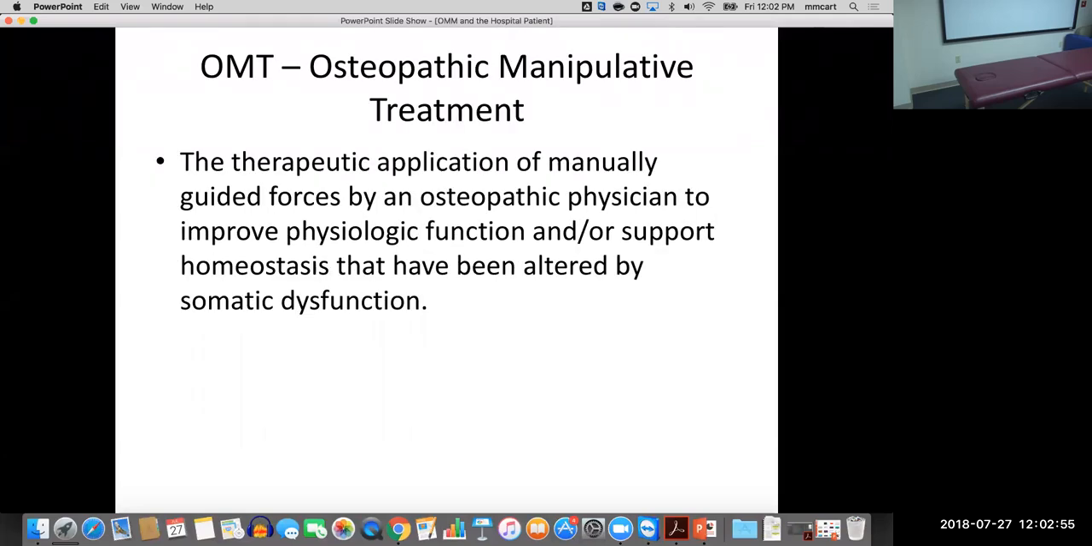But as we get started, we might do an evaluation because we're thinking eventually we might do some OMT. And just for those of you that don't know what that is, that's when you take your hands as an osteopathic physician, put them on the patient with the intent of improving their health and function that have been diminished by their somatic dysfunction.